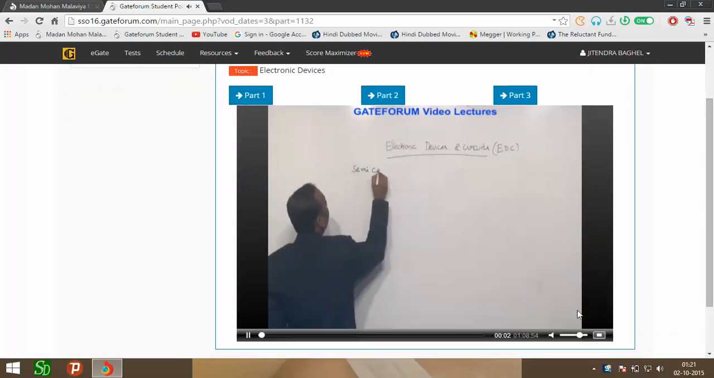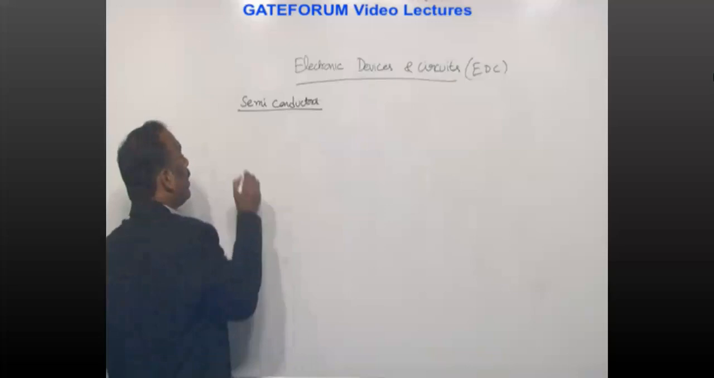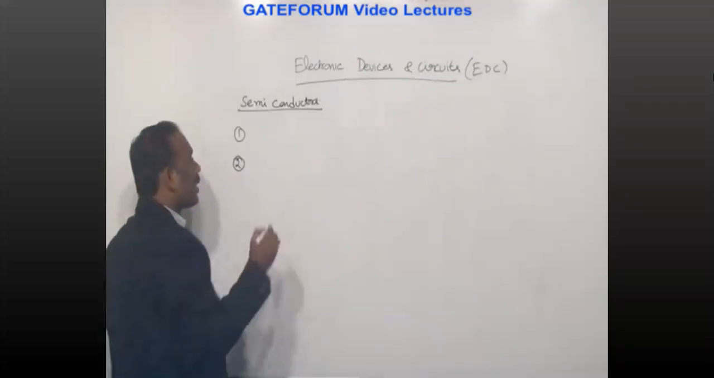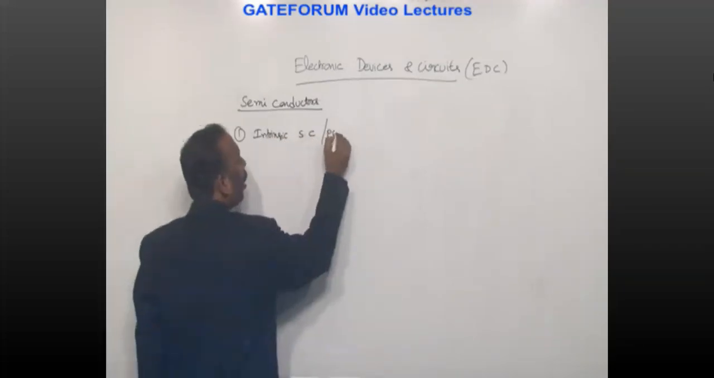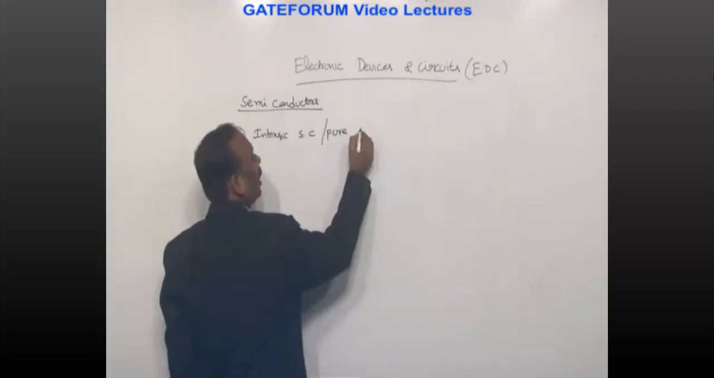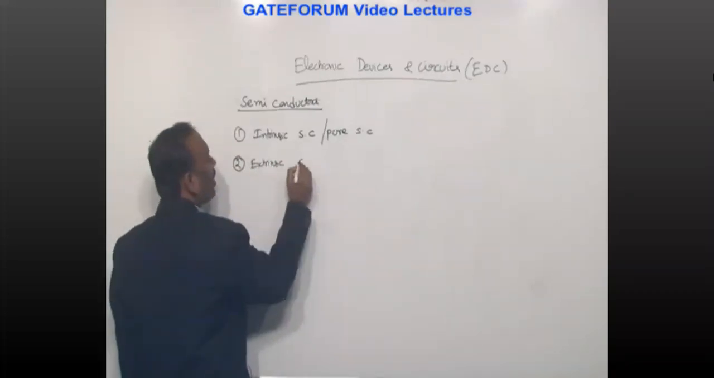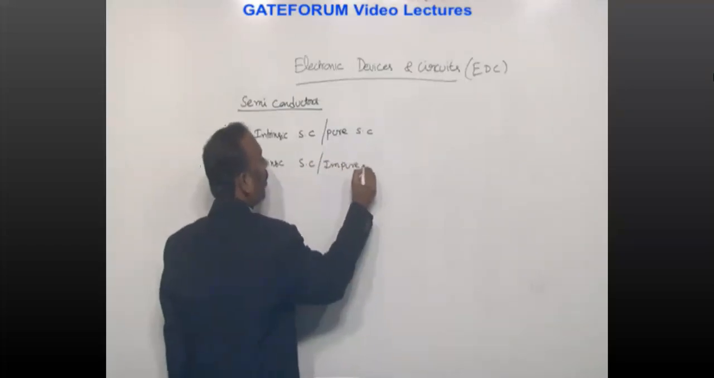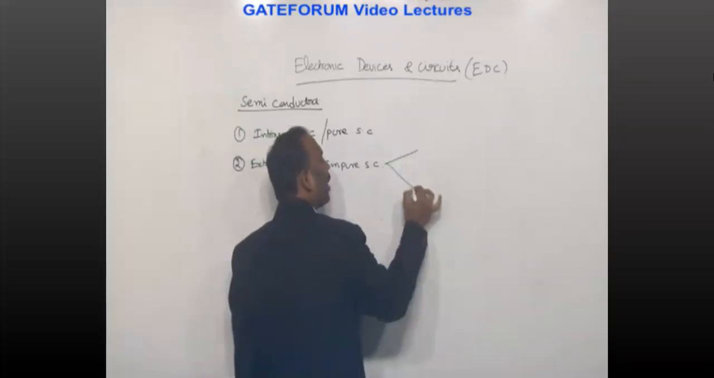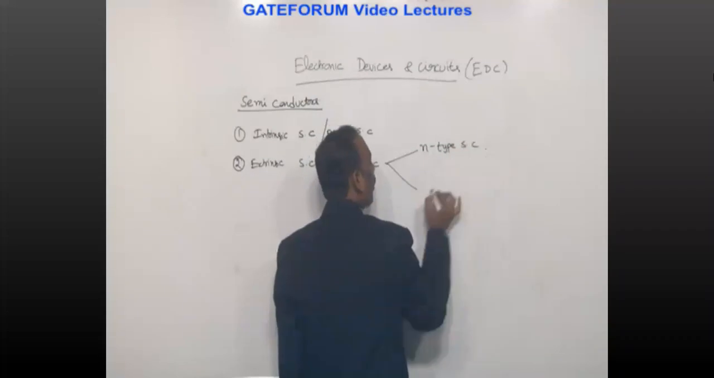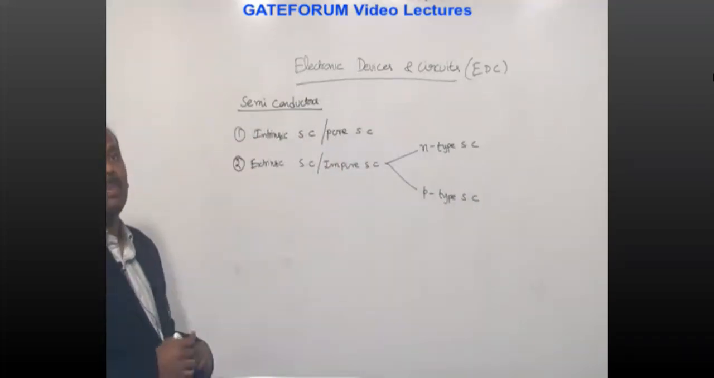For us, a very, very important one is semiconductors. These semiconductors are classified into two categories: intrinsic semiconductors or pure semiconductors. Intrinsic semiconductors are pure semiconductors. The second one is extrinsic semiconductors or impure semiconductors. These extrinsic semiconductors are once again classified into two categories: n-type semiconductor and p-type semiconductor.